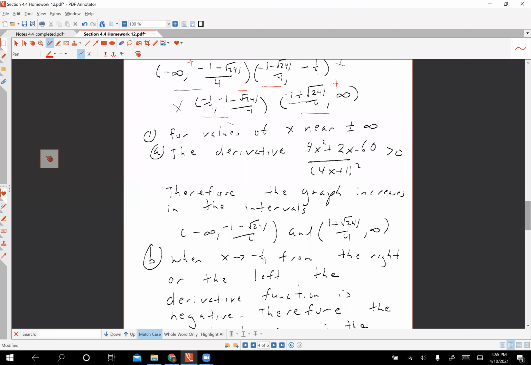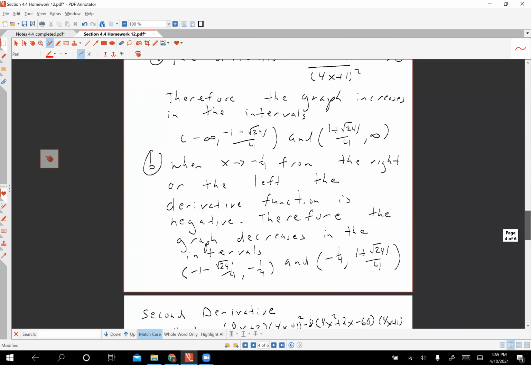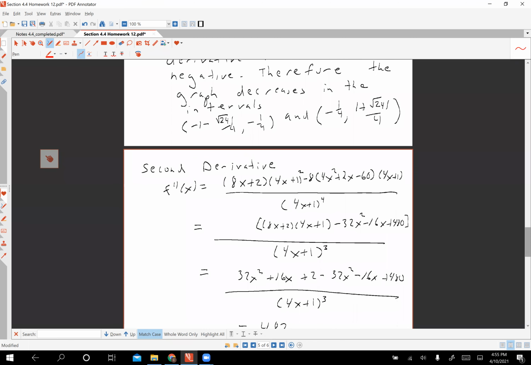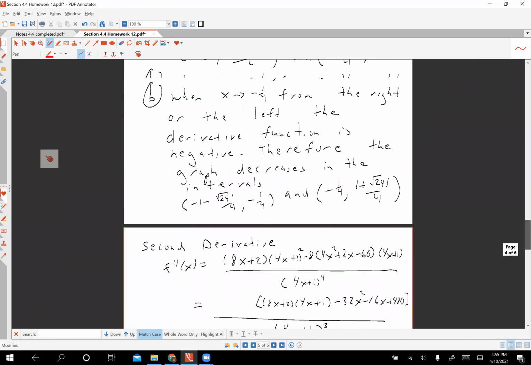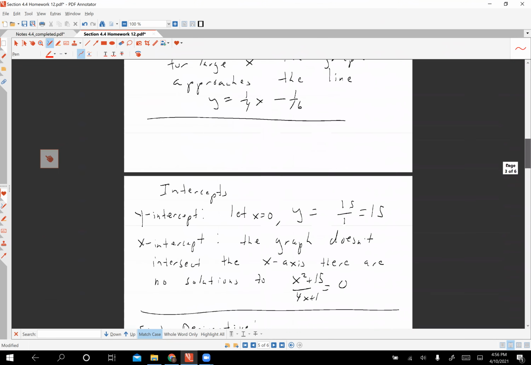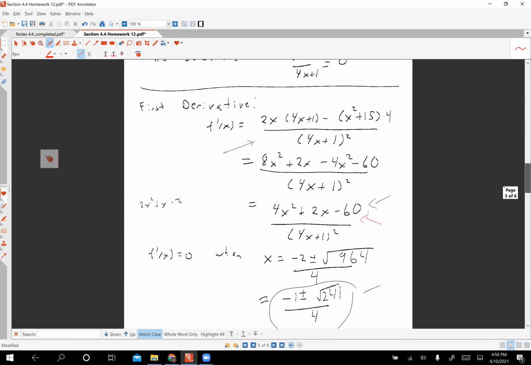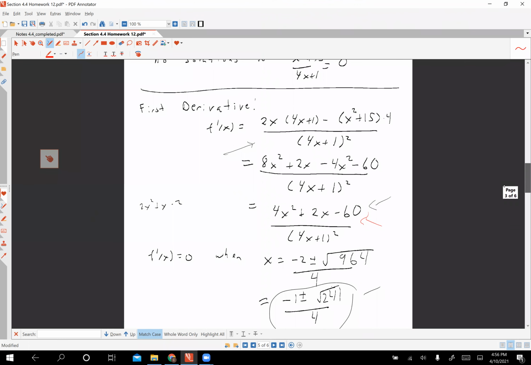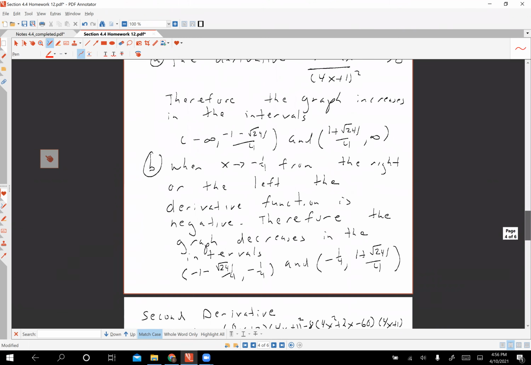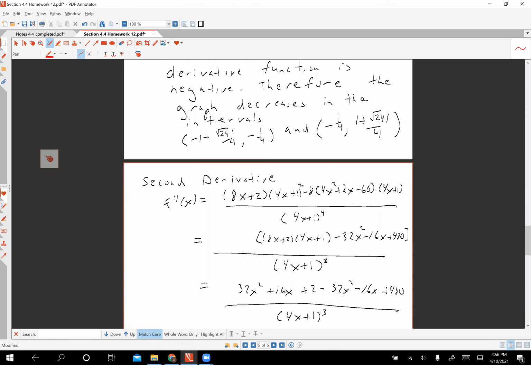Okay, so now we know where the function's increasing or decreasing, and now you have to go through the painful step of taking the second derivative. Again, we just use the quotient rule. Here's the first derivative, 4x squared plus 2x minus 60 over the denominator, and we just take the second derivative of that. Here's the second derivative right here, and you just do some algebra.